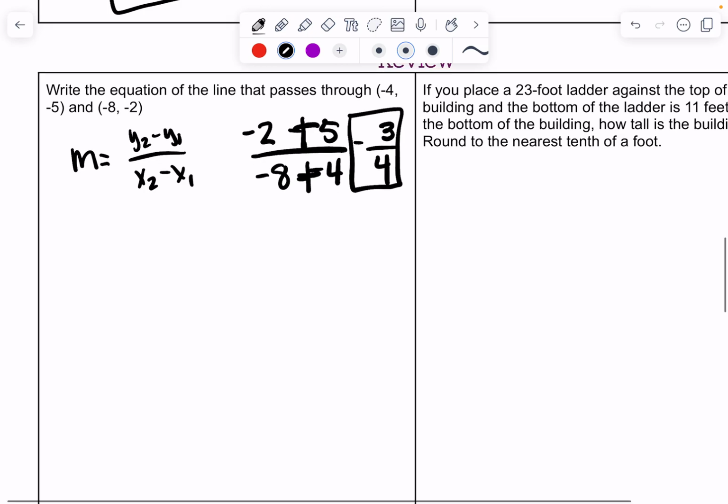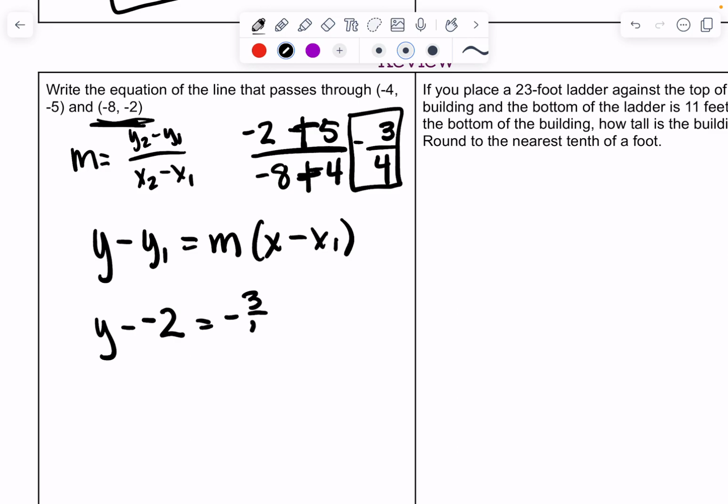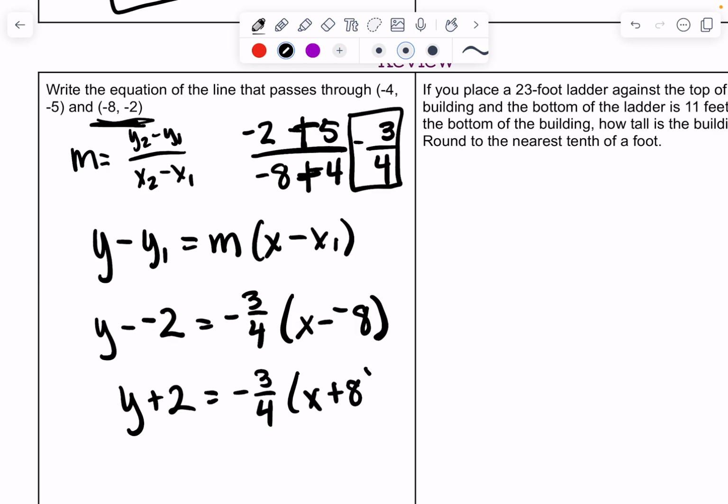So the easiest way to get the equation of a line when you have slope and a point is to go into point slope form. Point slope form says y minus y1 equals the slope times x minus x1. So I'm just going to pick this point, negative 8, negative 2, and I'm going to do y minus negative 2, my y point, equals my slope, negative 3/4, times x minus my x point there, which is negative 8, so minus negative 8. So now we have y plus 2, written a little bit nicer, equals negative 3/4 times x plus 8. And that's point slope form.